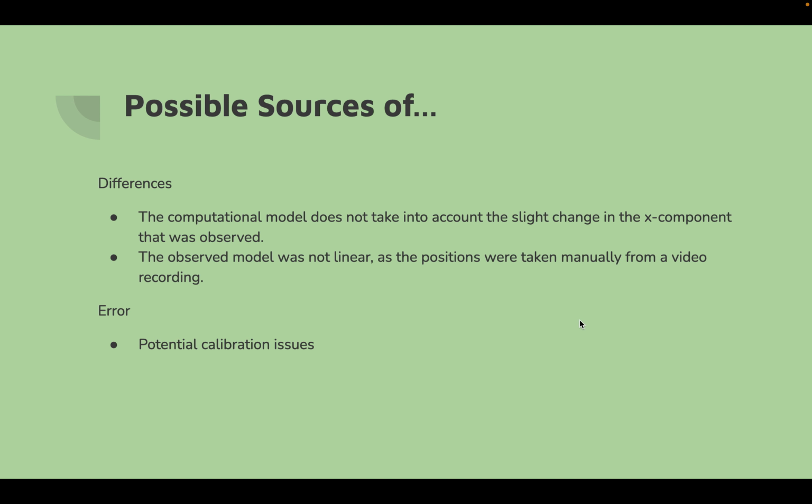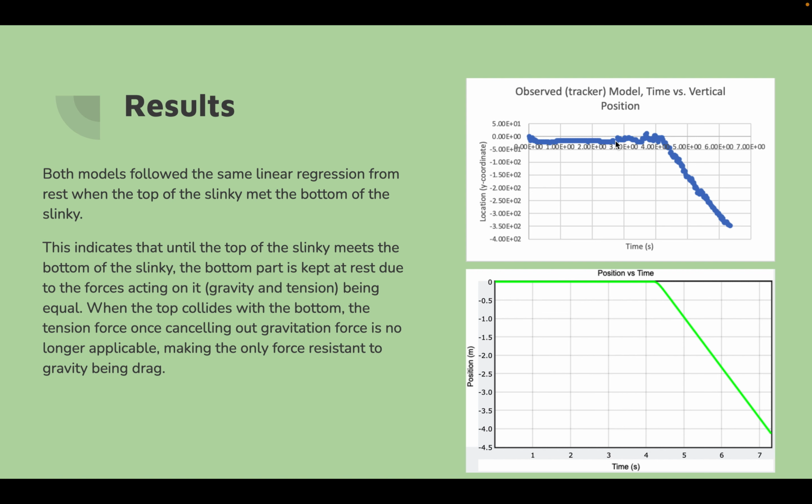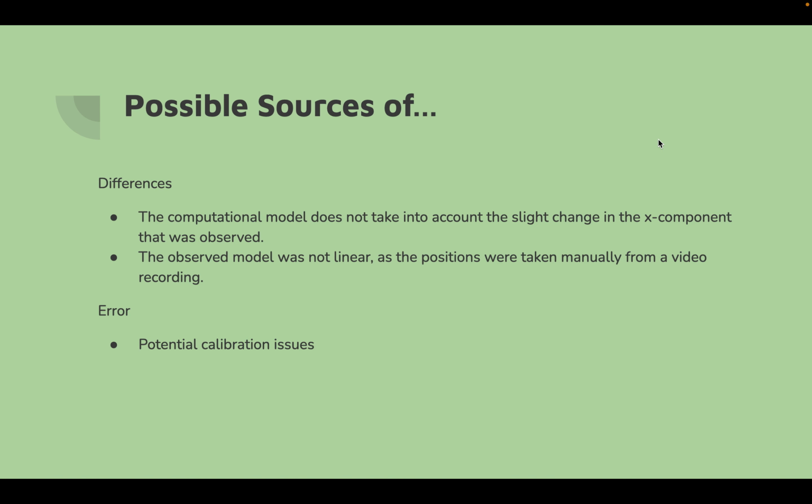So possible sources of differences: the model in Python was not taking into account the small x component change, like a little bit to the left or right. And also, as you can see, this isn't quite linear, and this is because it was done by manually tracking it frame by frame. And a potential error could be calibration issues. We don't know the exact weight of the slinky. I Googled that.